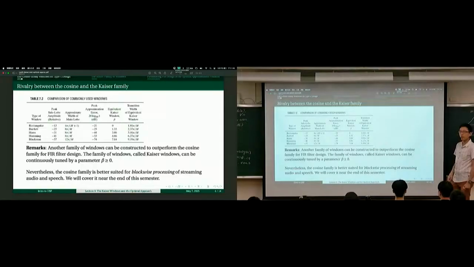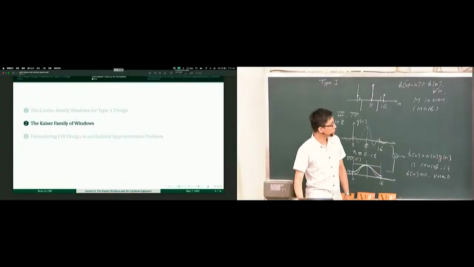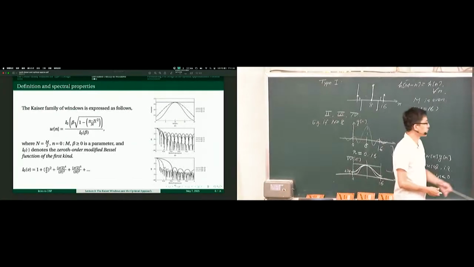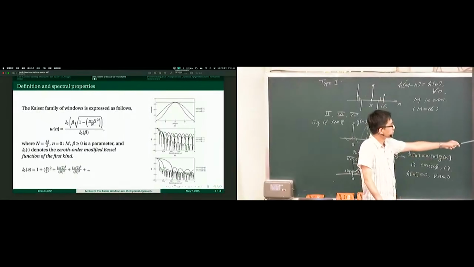There are two families of windows. One is better for FIR design, and we are going to study it. That family is called the Kaiser family of windows. So far, so good? Okay. Now the definition. The Kaiser family of windows is defined by this equation. You don't need to copy it. Take a look, that's its expression right here.